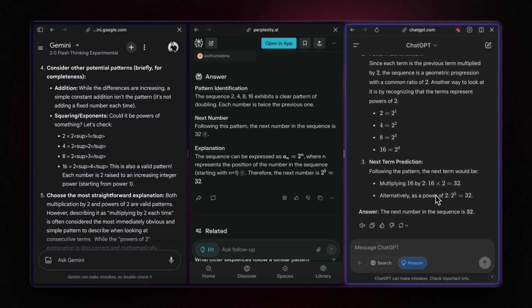Okay, but the difference between these answers is DeepSeek is really confident that this pattern is 2 to the power n, and both of these are giving me the answer that it can be multiplication by 2 or it can be the power of 2. Okay, that's fine. Let's move on.